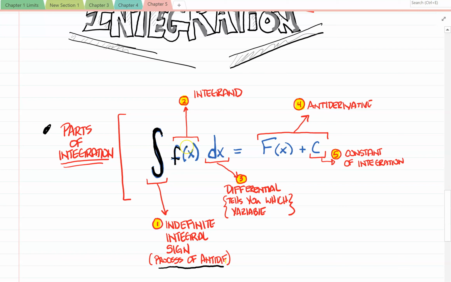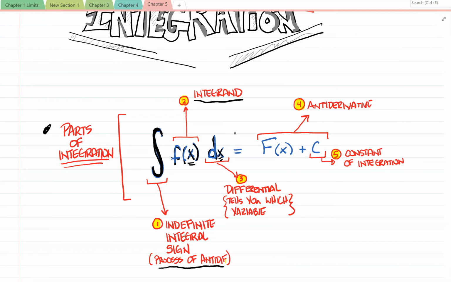Then we have some function, f of x. That's called the integrand. Then there's a dx that follows. Notice that this x and this x match. They don't always have to match. The d is the differential, and it tells you which variable you are differentiating with respect to.